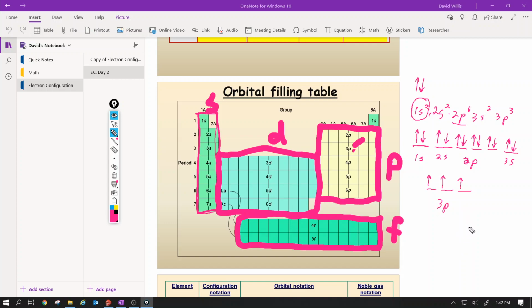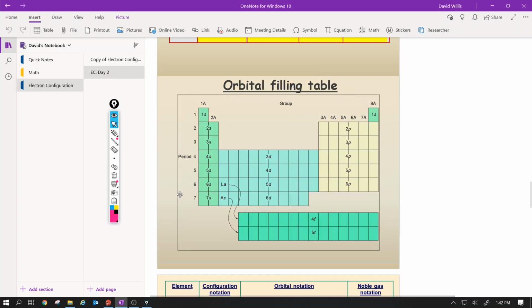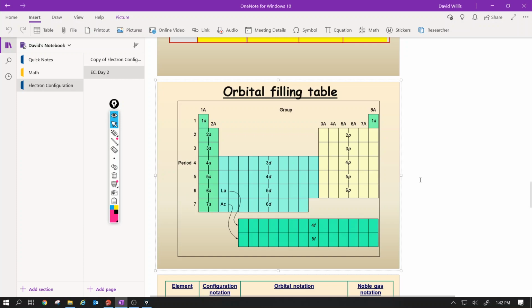All right. Let's see. Hannah, what's up? How does that change it? Like, you know how 2p goes up, up, up, down, down, down? How does that differ from the 2s going up and down? Well, because p has 3 orbitals and will hold more electrons. Oh.